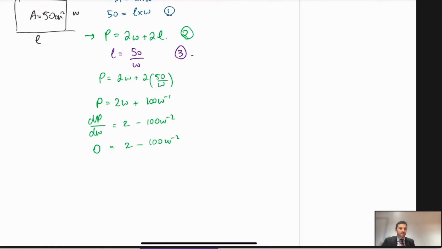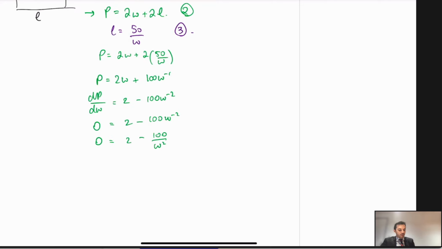Now we want to get W by itself. With all this, if you have to solve, I recommend just writing the variable out as a positive index. It just makes life way easier. Now, what was our trick to get rid of that W squared? What's the denominator? We times them all by W squared. It's a disguised quadratic. Now we know how to solve that. So let's bring 100 to the other side. Then divide by 2. Then take a square root.